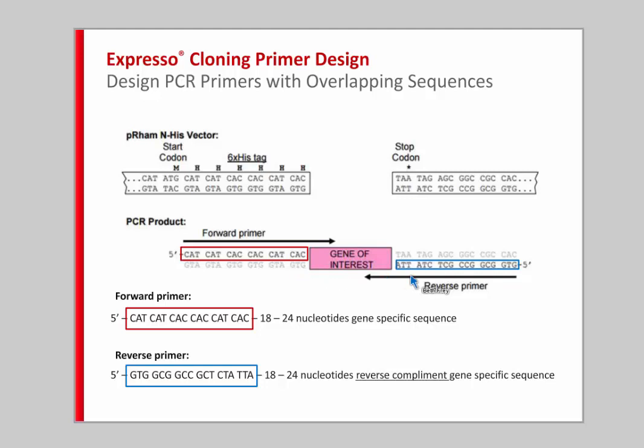And below that is an example of the forward primer sequence. So this sequence would just be added to the 5' end of your gene-specific sequence on your primer. And so 18 base pairs of Expresso vector sequence, 18 to 24 nucleotides of gene-specific sequence. And the same on the reverse, except you're going to use the reverse complement sequence. It's that easy to design these primers.